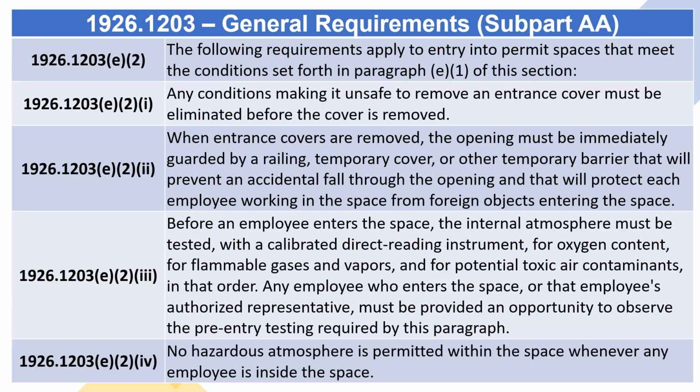1926.1203(e)(2). The following requirements apply to entry into permit spaces that meet the conditions set forth in paragraph (e)(1) of this section. 1926.1203(e)(2)(i) through (e)(2)(iv). Any conditions making it unsafe to remove an entrance cover must be eliminated before the cover is removed. When entrance covers are removed, the opening must be immediately guarded by a railing, temporary cover, or other temporary barrier that will prevent an accidental fall through the opening and that will protect each employee working in the space from foreign objects entering the space.